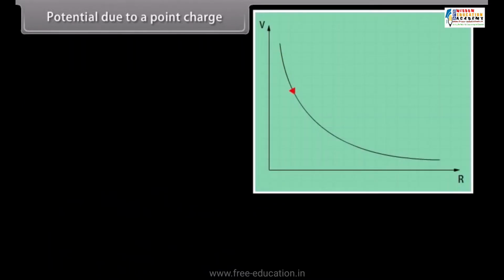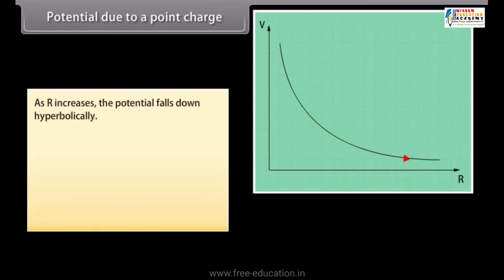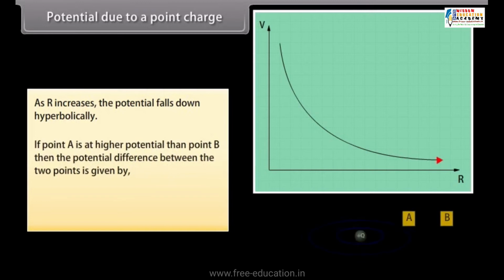We can show in the graph that as R increases, the potential falls down hyperbolically. If point A is at higher potential than point B, then the potential difference between the 2 points is given by V_AB equals V_A minus V_B. Put the values of V_A and V_B, we get V_AB equal to Q by 4 pi epsilon naught multiplied by 1 upon A minus 1 upon B.